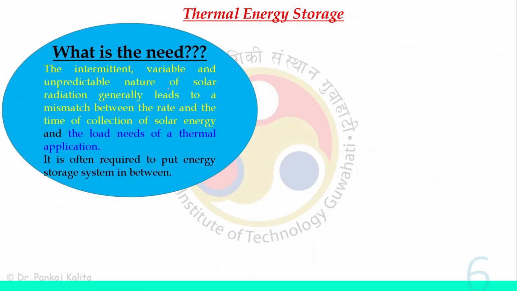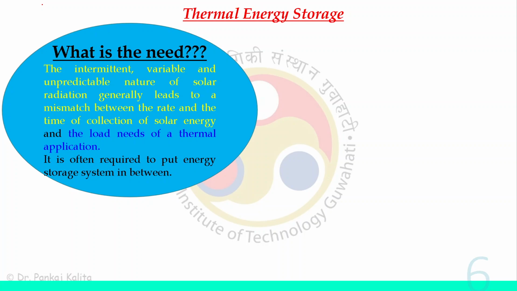I won't go into detail about the need, because I discussed that the intermittent nature is what requires the energy to be stored so that it can be utilized throughout the day. And the load is actually fluctuating throughout the day. So not only is the energy produced variable, but the load itself is variable.